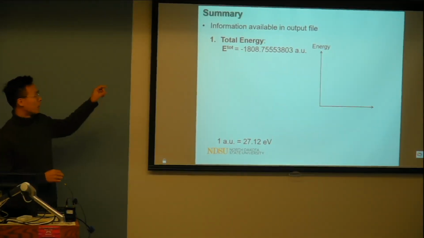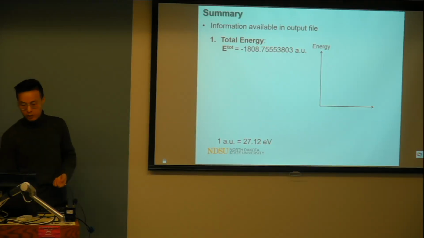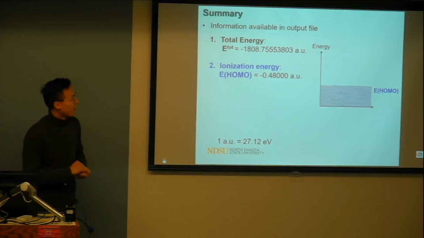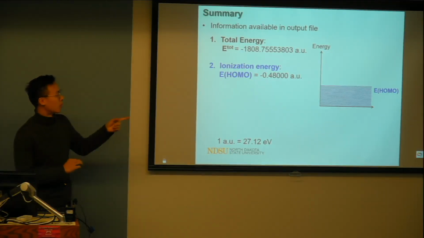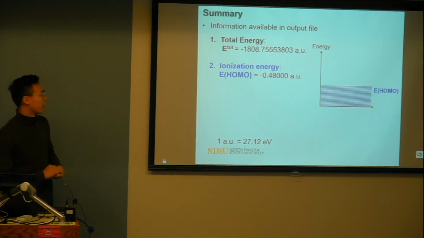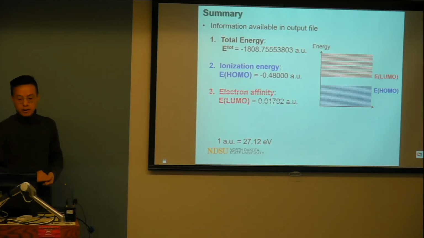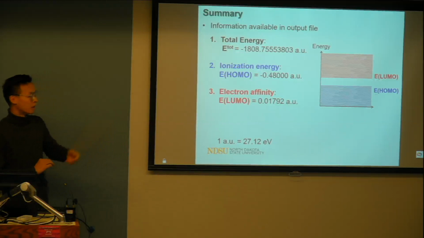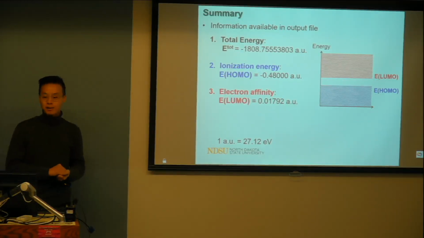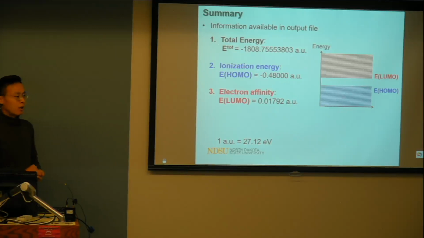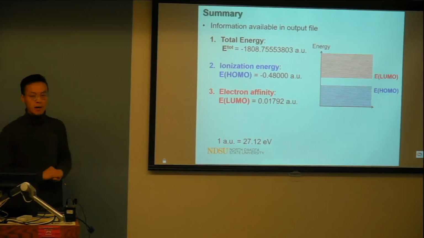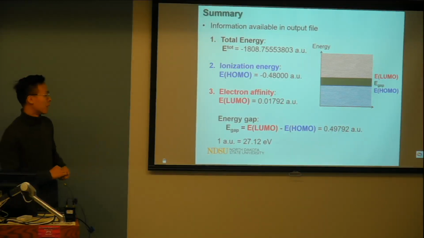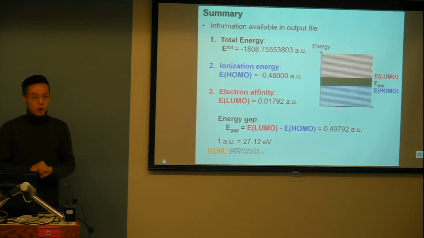In conclusion, we have the total energy of this model, and we can also get the ionization energy. As you can see, the largest value of the blue line is the ionization energy, which we call the HOMO energy, and the electron affinity is the smallest value of the red line. So what is the energy gap? The energy gap can be obtained using the HOMO energy and the LUMO energy. That means the energy gap is equal to the LUMO energy minus the HOMO energy. So this is all for my presentation today.